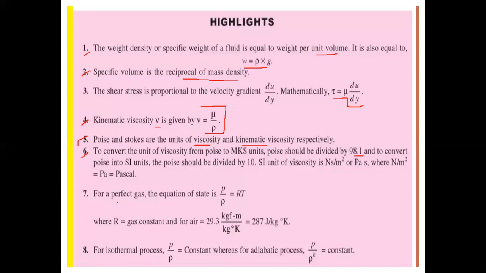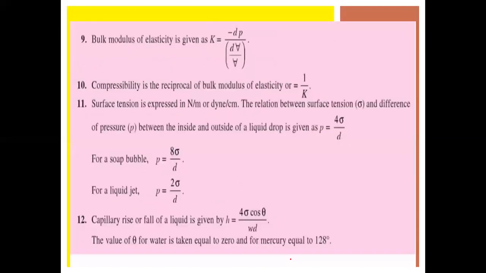So there's another thing. For a perfect gas, the equation of state is p by rho equal to RT, where R is the gas constant, and for air it is equal to 29.3. Then for an isothermal process, p by rho is equal to C. Whereas for an adiabatic process, p by rho to the power k is equal to constant. So like this, we have seen some of the statements in unit 1.